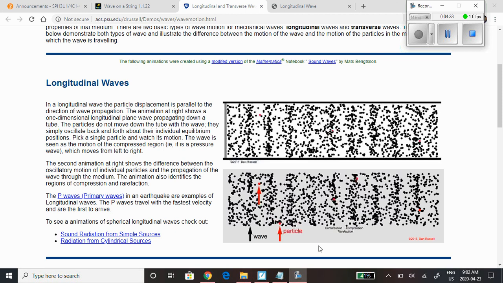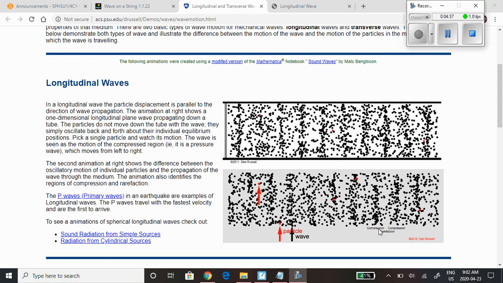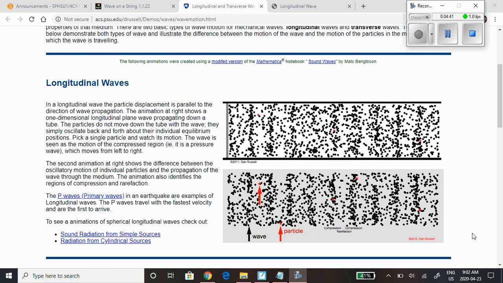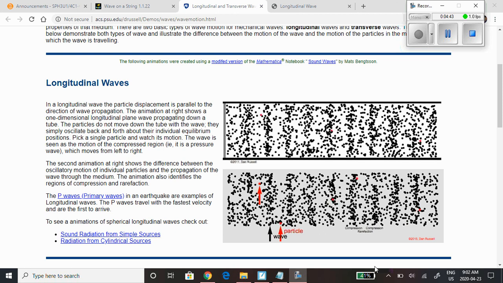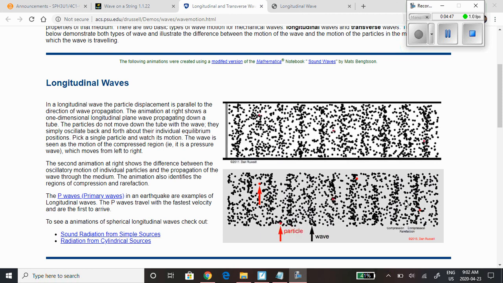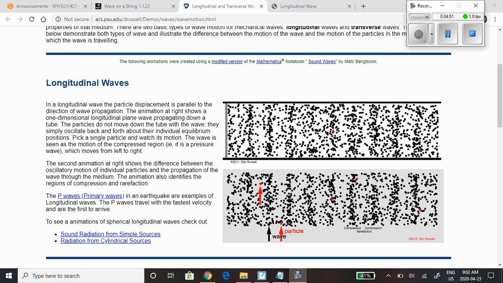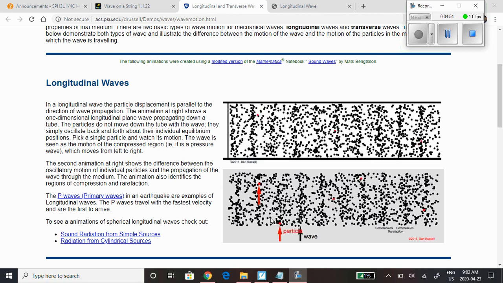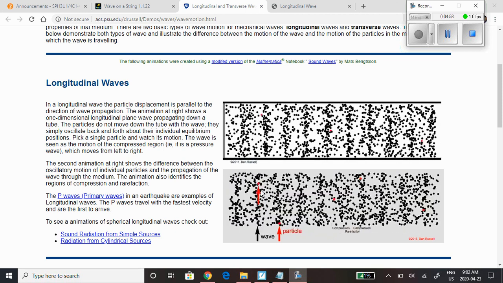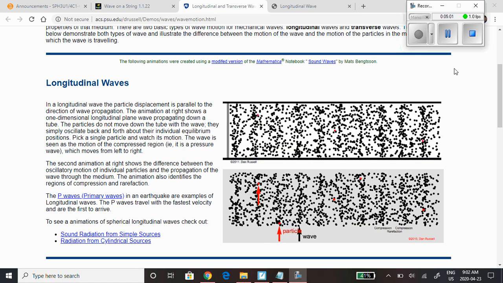Look, this compression is moving forward. That's part of the wave. All right, moves forward. This area where we have rarefaction right here, it's moving forward. The compressions move forward, the rarefactions move forward, the waves move forward. But the individual particles only repeat what the vibrating object did. A very important concept when studying waves.